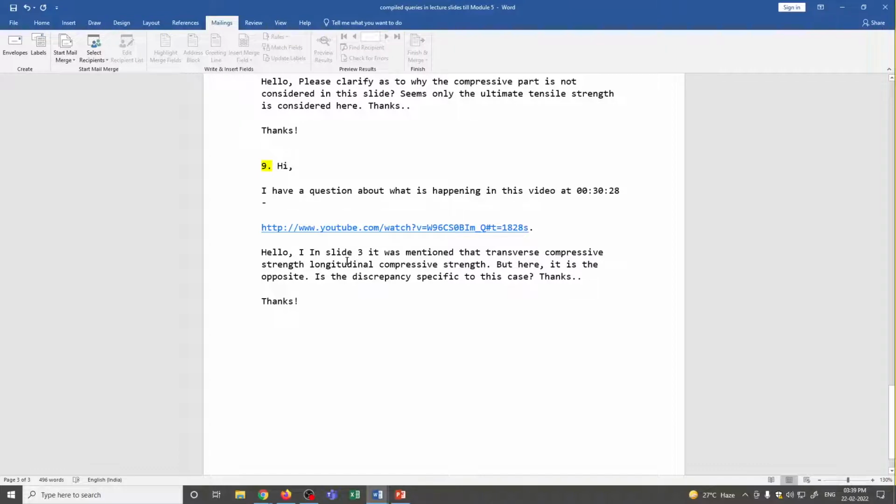Hello, it is mentioned that the transverse compressive strength, longitudinal compressive strength, transverse compressive strength. Slightly earlier it was mentioned that transverse compressive strength, longitudinal compressive, but here it is. Is it a discrepancy? What is that? Just go to that.